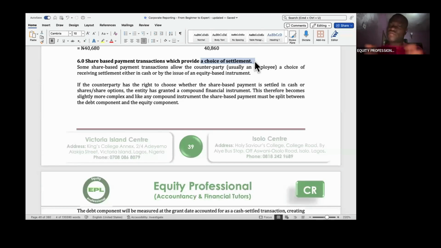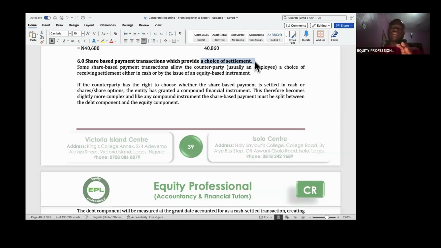To do the split is very straightforward. The standard says we should apply our knowledge of conceptual framework that states that equity is a residual interest in the asset of an entity after deducting all liabilities. So that means we would need to get the value of the cash settled first, which is a liability. Then whatever is the balance, whatever is the residual, will now be equity. That's how you're going to split it. You will get the value of the debt first. Whatever is the balance, we are going to treat that as equity.